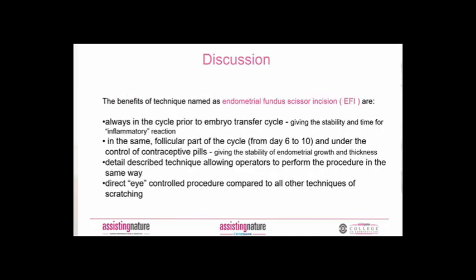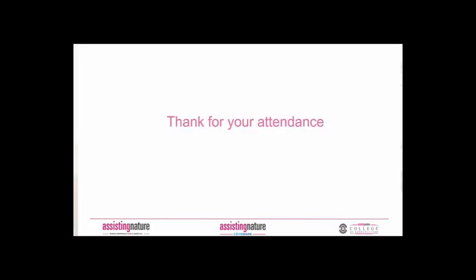The benefits of the technique, endometrial fundus scissor incision, are that it is always in the cycle prior to the embryo transfer cycle, giving us the stability and time for inflammatory reaction of the endometrium. It is in the same follicular part of the cycle from day 6 to day 10, and under the control of contraceptive pills, giving stability of endometrial growth and thickness. The detailed described technique allows operators to perform the procedure in the same way. It is a direct eye-controlled procedure compared to all other techniques of scratching. Thank you very much for your attendance.